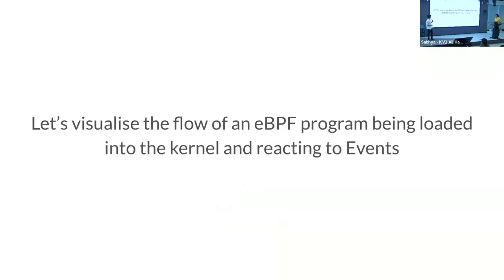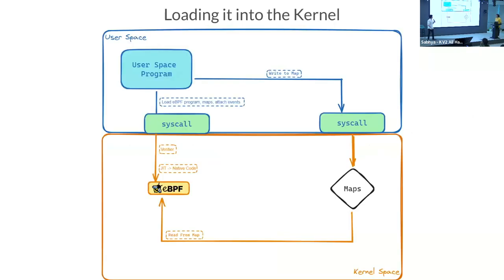Congratulations. Let's visualize the flow of an eBPF program being loaded into the kernel and reacting to events. This diagram shows loading the eBPF program into the kernel. You have a user space program which can load the eBPF programs and the maps by using BPF syscalls. These are special syscalls to load your bytecode, which is compiled by, say, the Clang compiler, into the kernel. The eBPF verifier runs on this bytecode and checks it to be safe to run in your kernel space. Then your just-in-time compiler compiles it into native code, and now it can run in your kernel.